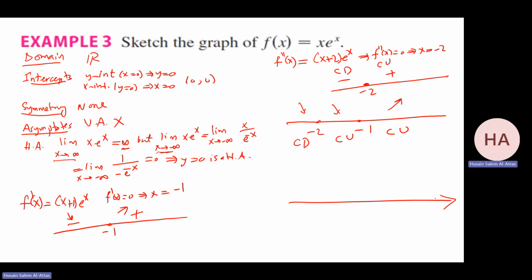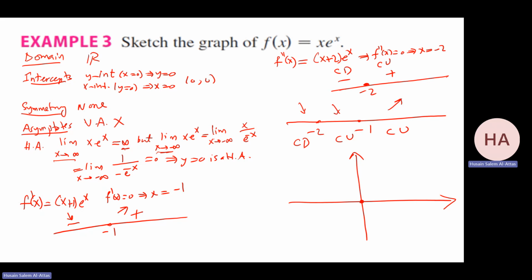So let me now graph the function. Okay, I have 0, 0. This is the only intercept. No symmetry, no vertical asymptote, only y equals 0, which is the x-axis. This is the horizontal asymptote, and on this side only. On this side, it will go to infinity. The function is going like this. But on this side, it will go beside the asymptote.